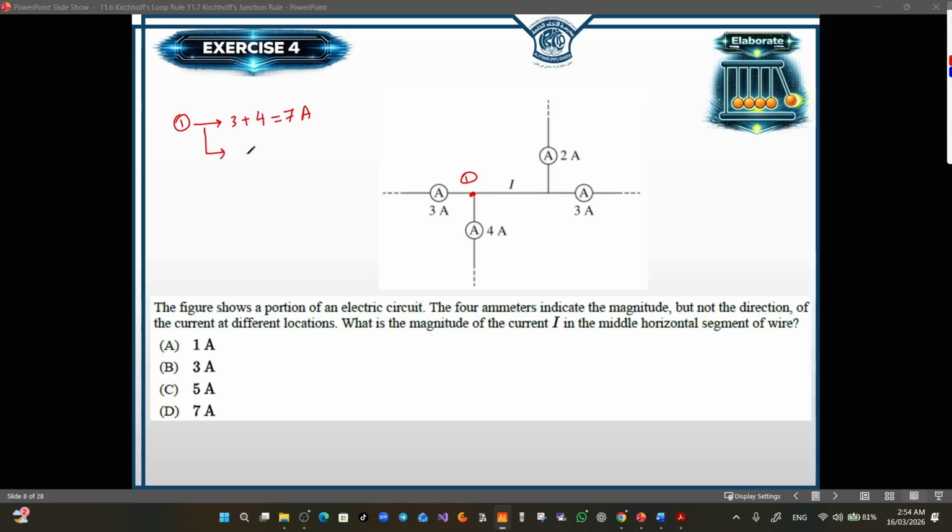And for the second possibility, one of them is entering. Let's assume that 3 is entering and 4 is leaving. So the answer is minus 1 amps. But since we are looking for the magnitude, it will be 1 amp. Now let's move to the right junction.